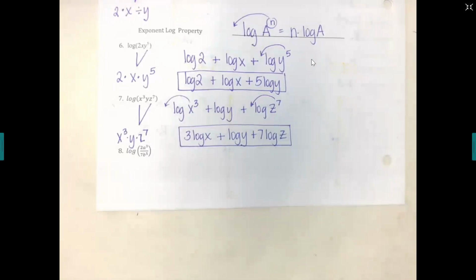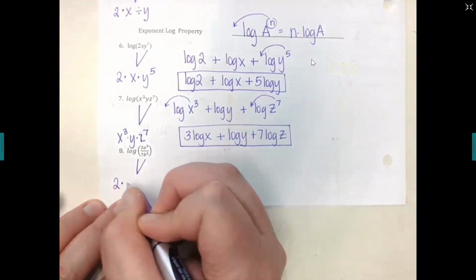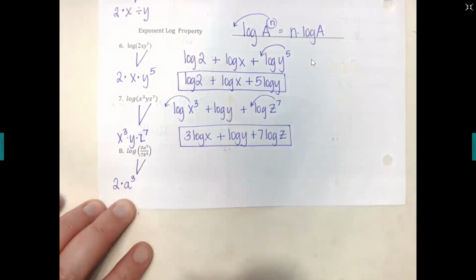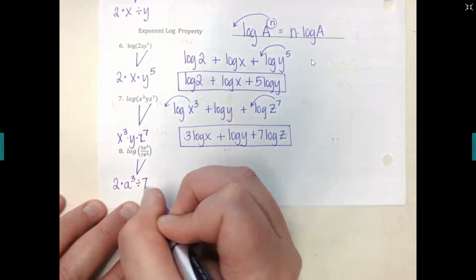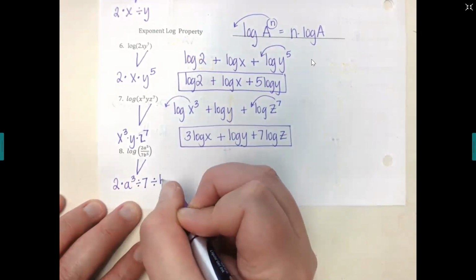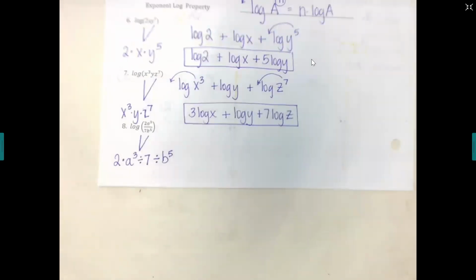Number 8, I have 2a^3 divided by 7b^5. The way that that breaks down is your 2 is multiplied by a^3, and then it's divided by 7 and divided by b^5. Now think about why that is. This is where sometimes people will say, well, the 7 and the b are multiplied. Yeah, they're multiplied with each other, but then what do they both do? They get divided. So think about it: if it's on the bottom, it's division.